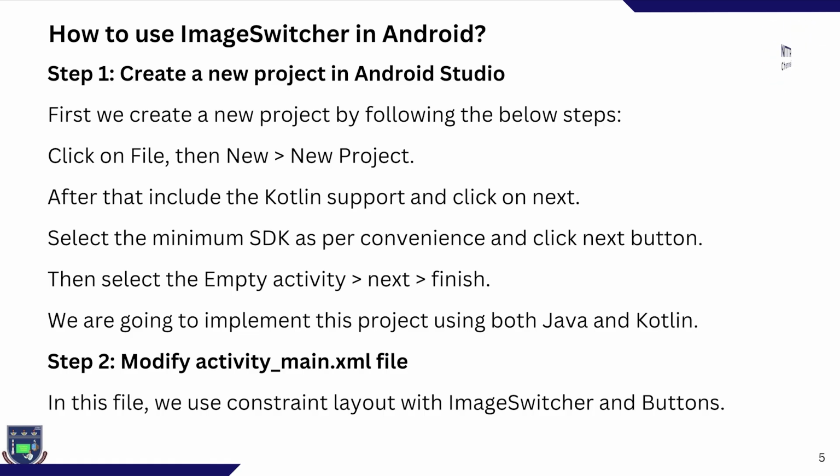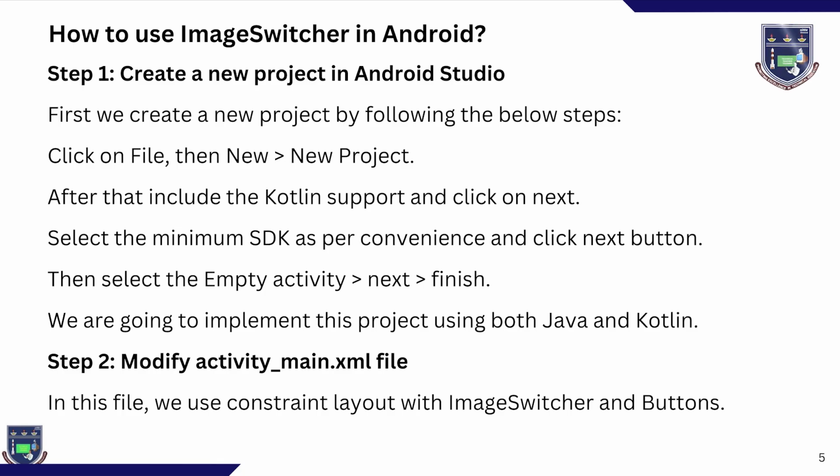Third, we have to choose the minimum SDK version based on your application requirements and click the Next button again. After that, you have to select the Empty Activity, click the Next button, then click the Finish button to create the new project. Now your project page will be ready. Once the project is ready, we can move on to designing our layout.